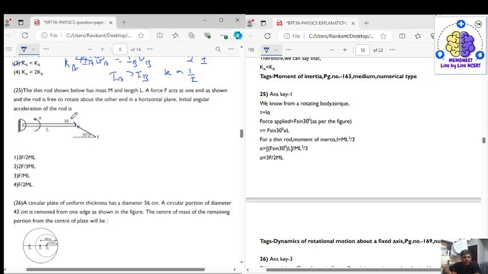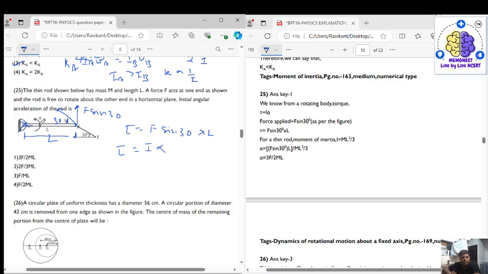So the force is acting in this direction. The angle here is 30 degrees. So the perpendicular component of the force will be equal to F sine 30. And the perpendicular distance of this force from the fixed pivot point will be equal to L. So torque is equal to F sine 30 into L, and torque is also equal to I into alpha.